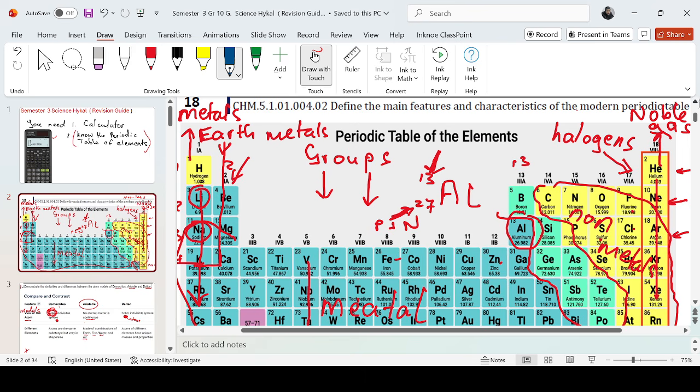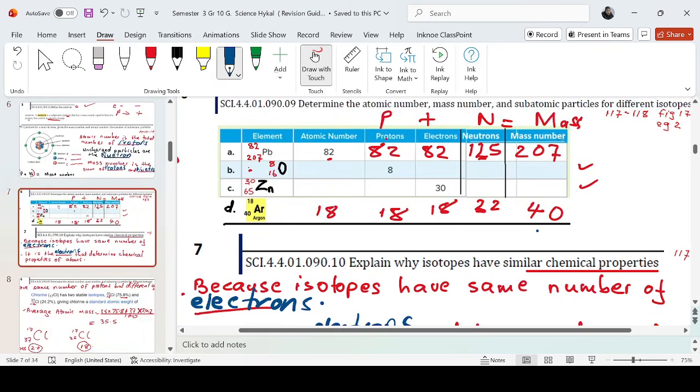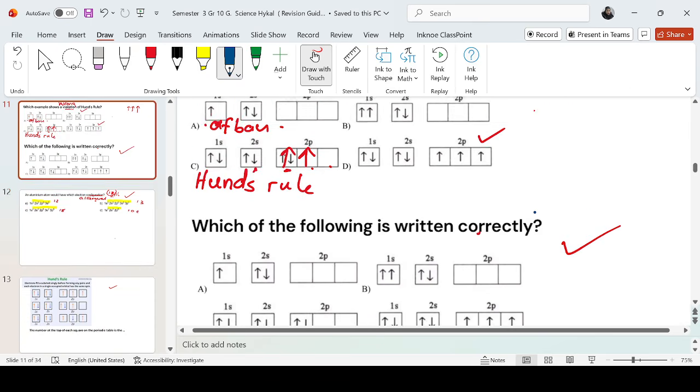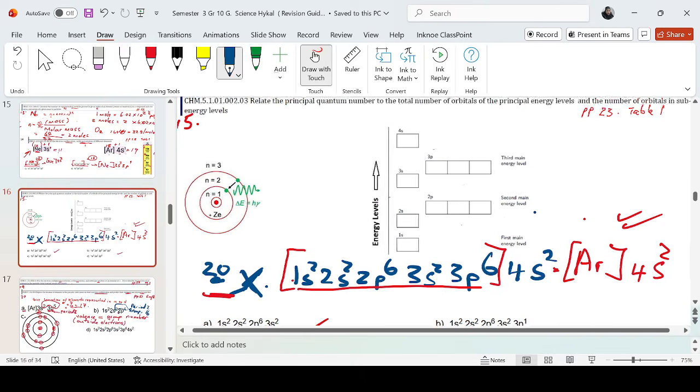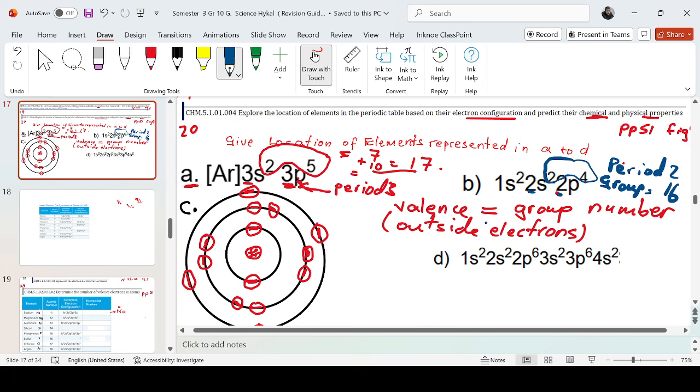Like here, I come here, this is group 16, period 2. Which element is this? This is oxygen with how many electrons? 8. That's how we locate. That's the location of this atom, of this element. Let's continue.